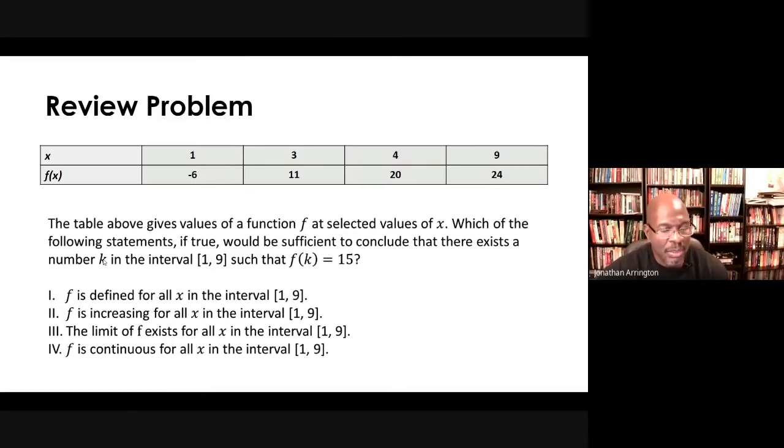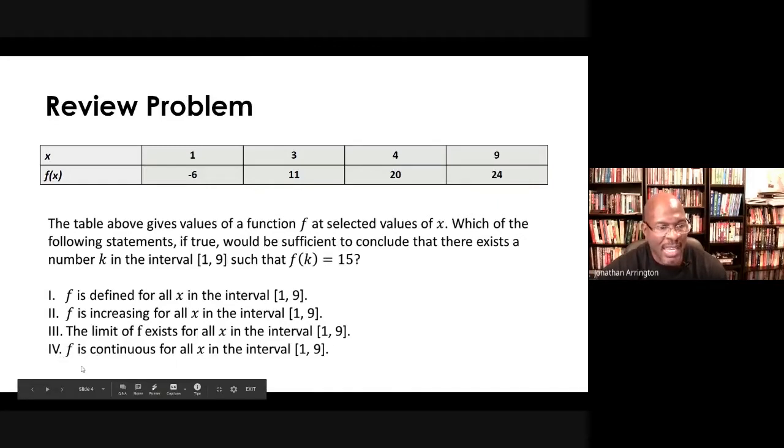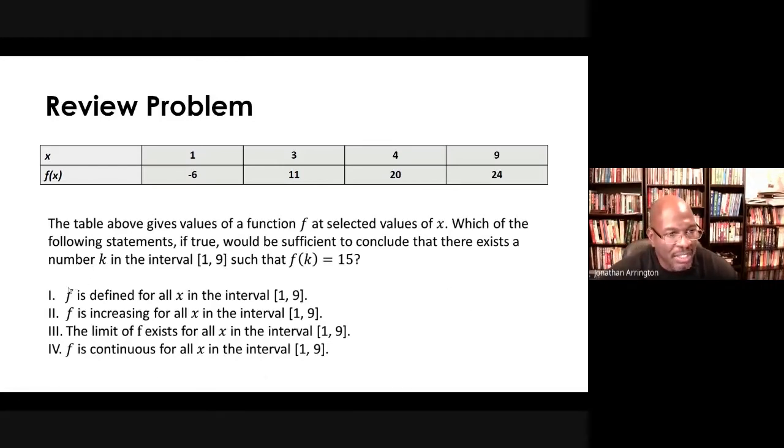The fact that the number is between the x values and that this y value is between the two y values. The only condition that we need is that the function needs to be continuous on the interval from 1 to 9. That is it. That's the answer. There's nothing else that is relevant. The fact that the function is defined means nothing. The function can be defined on all x values, but can be not continuous.